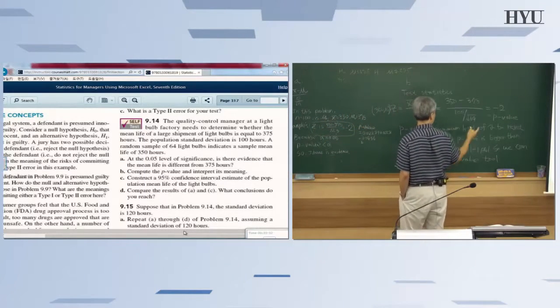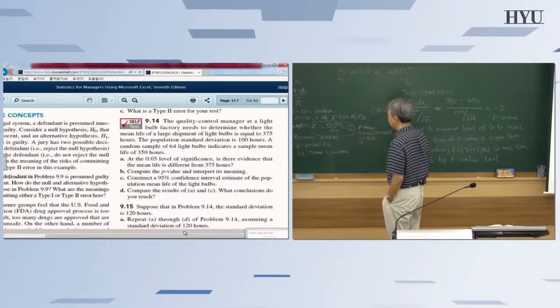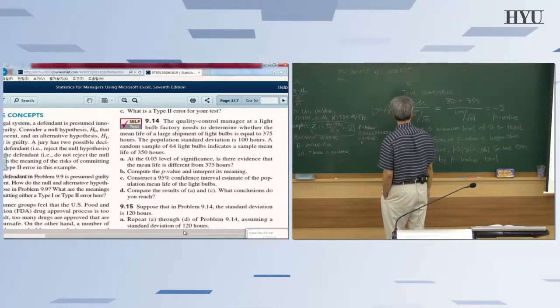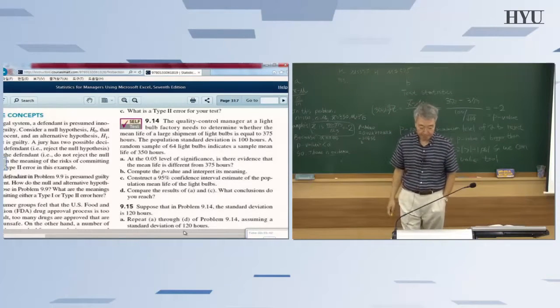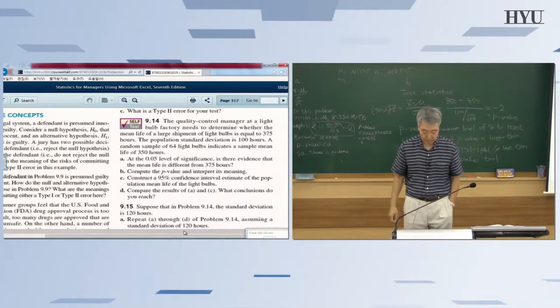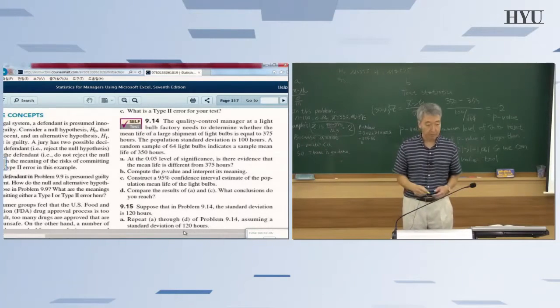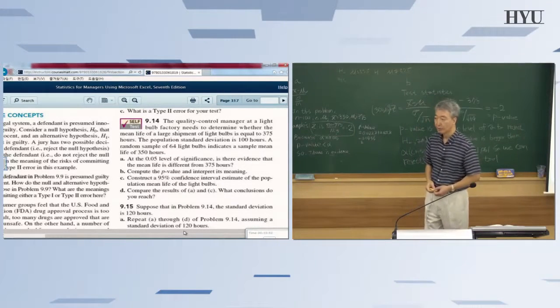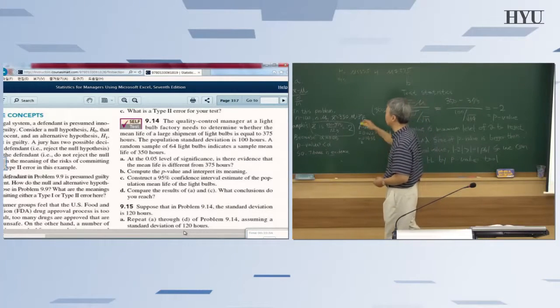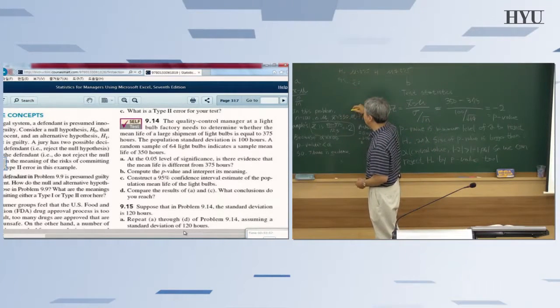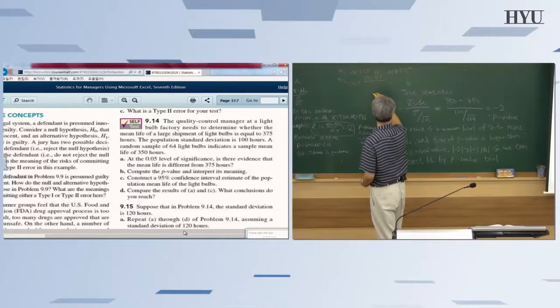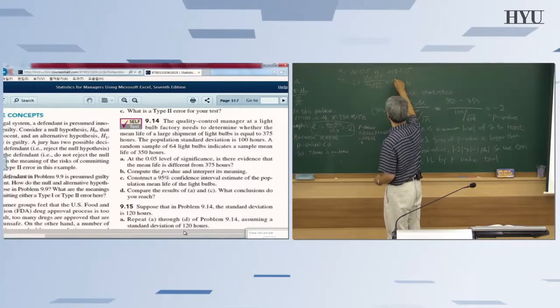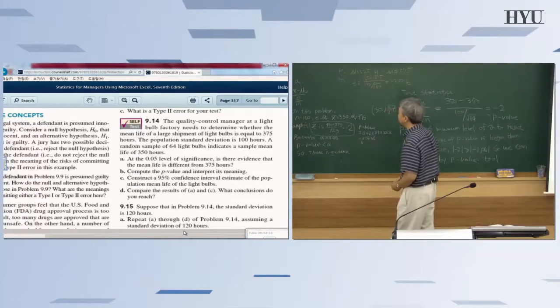Assuming this is a correct calculation, I guess he got the same number. First of all, it says the population standard deviation is 100 hours. So the population standard deviation sigma is given, right? So we can use the z-test, with the z-score as the test statistic. So z is 350 minus 375 divided by 100 over square root of 64, which is negative 2.00, right?